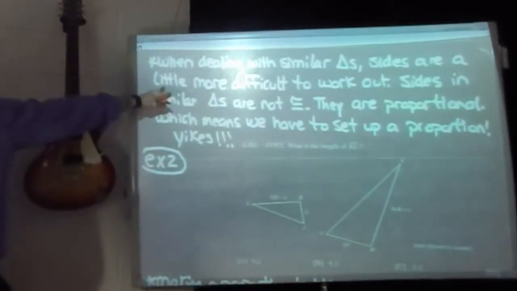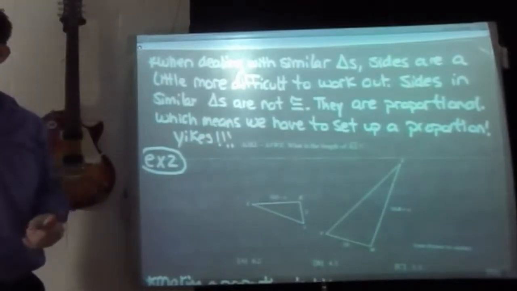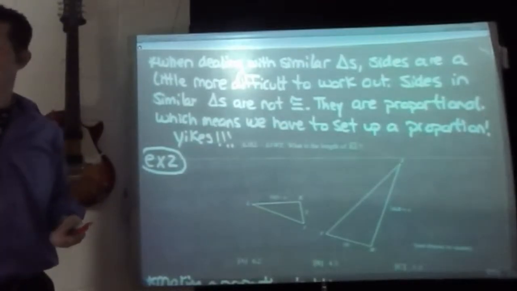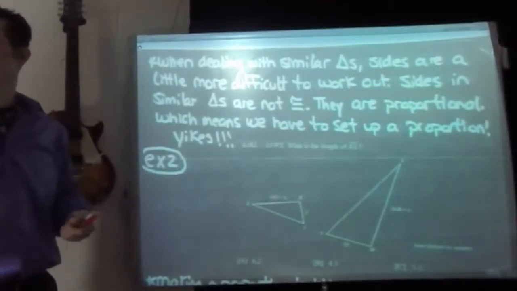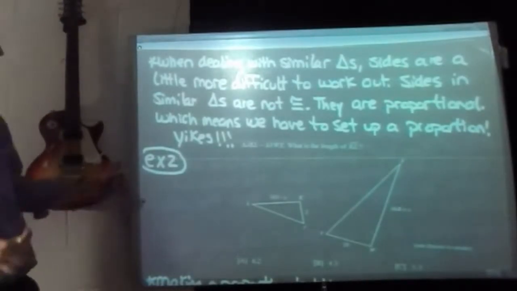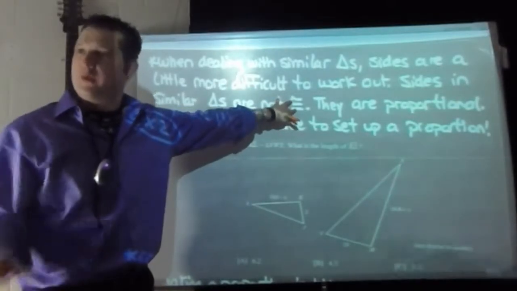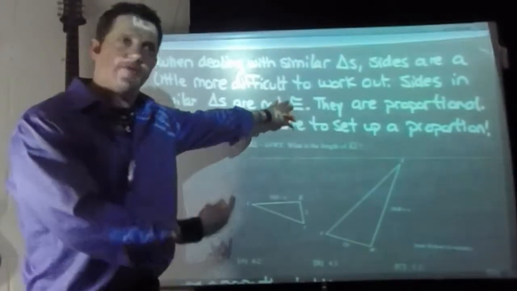sides are a little different, and they're a little more difficult to work out because the sides aren't going to be congruent. Obviously, one triangle is bigger than the other, so it would be dumb to say that they're the same length. One is obviously longer than the other if you took a ruler and measured. So sides in similar triangles are not congruent. That's the whole point. If they were congruent, they would be congruent triangles.